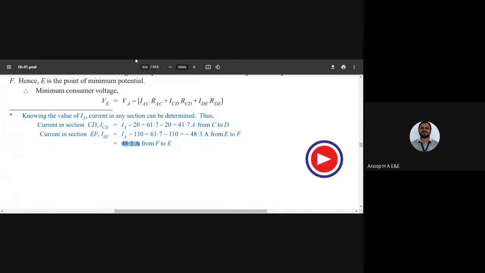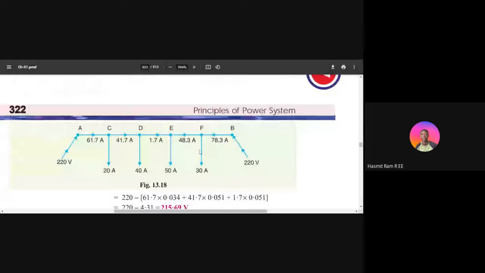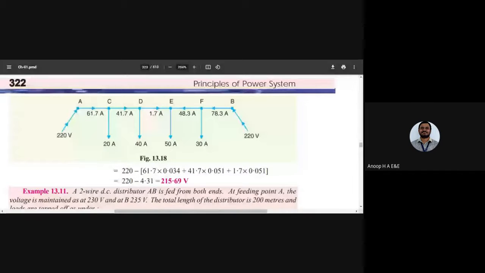Yes, Hashmit Ram, if you got a query. No, sir, I clicked it by mistake. Okay, Hashmit, are you getting to know what I'm teaching here? Yes, sir, I'm understanding. Can you let me know whether you will get 215.69? Can you find out and share the answer to the group? Yes, sir, I will calculate.